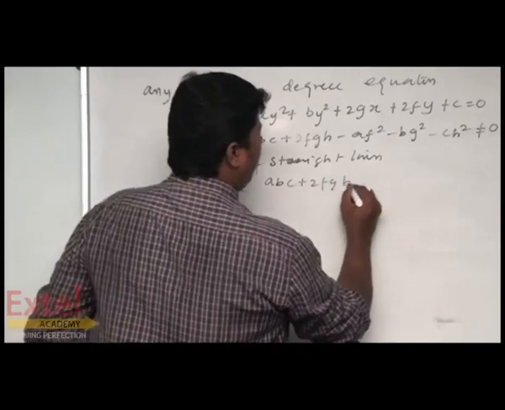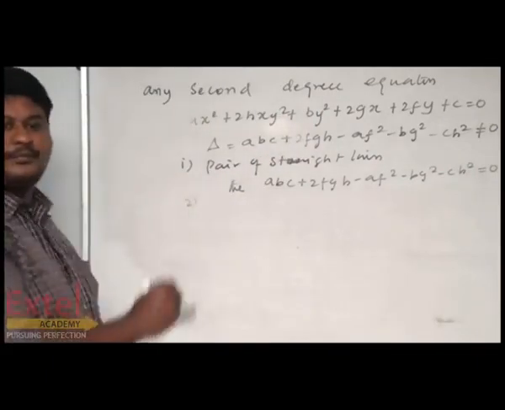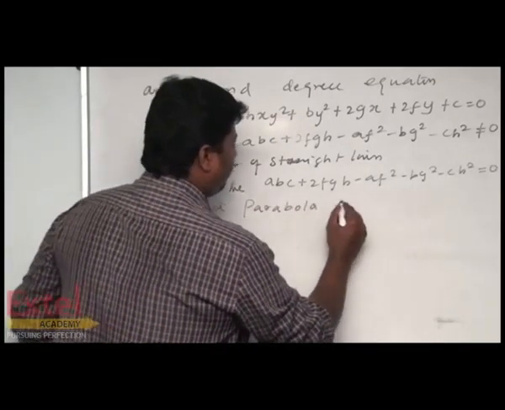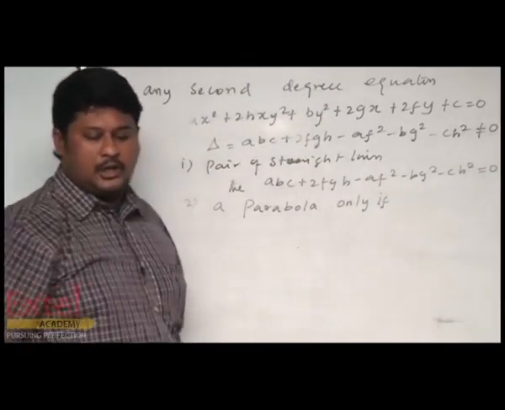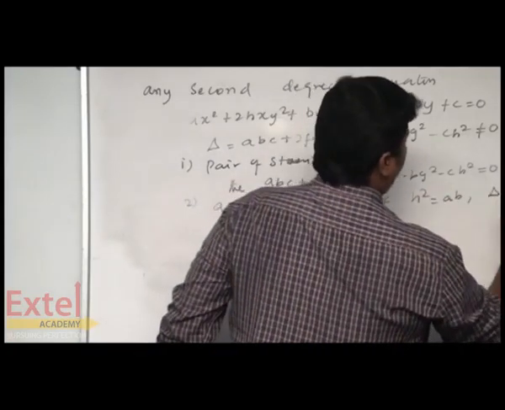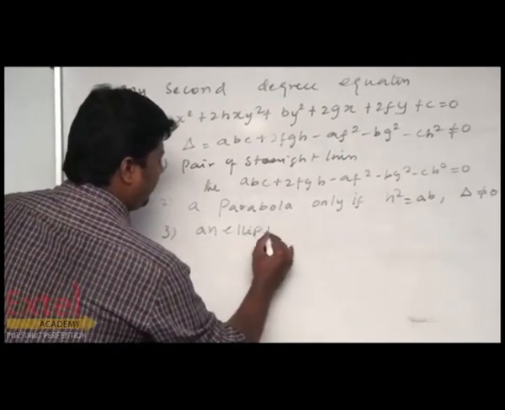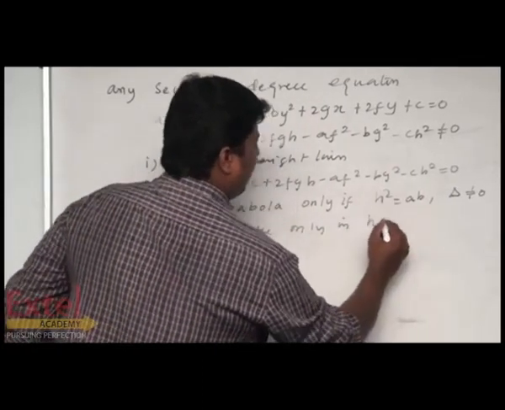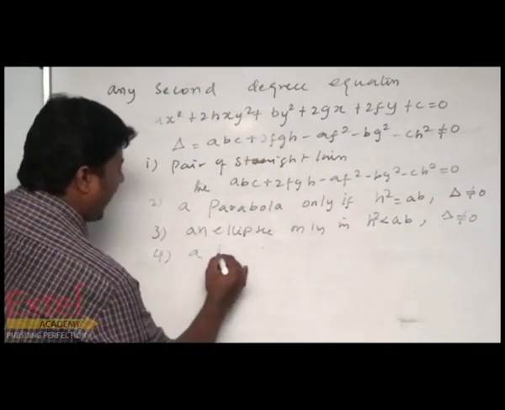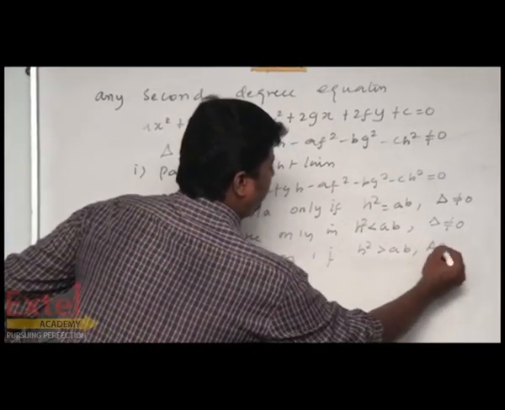abc plus 2fgh minus af square minus bg square minus ch square is equal to 0. Second one, it is a parabola only if h square is equal to ab, with del not equal to 0. Third one, an ellipse only if h square is less than ab, del not equal to 0. And the fourth one is a hyperbola, only if h square is greater than ab, where del is not equal to 0.